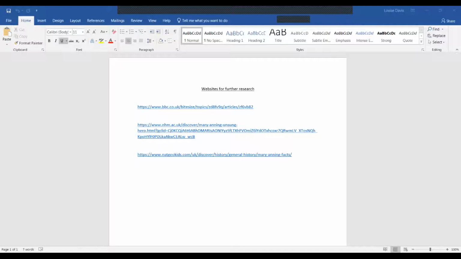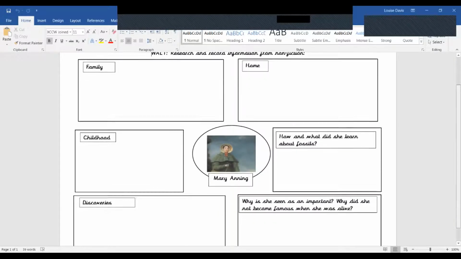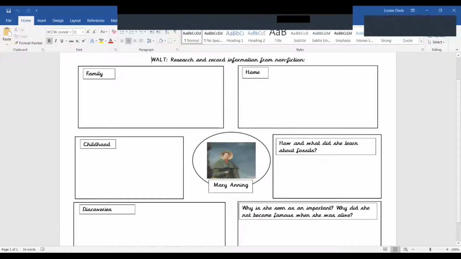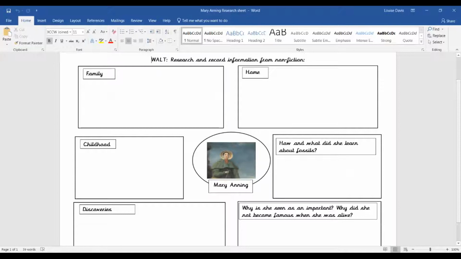And with all this information, because you've probably got a lot of information going on in your head now, we've got to try and, as I said before, make sense of it and record it all down. So you are going to use this recording sheet here to help you set out and organise what you found. We can see we've got Mary Anning in the centre there, and then around the outside we've got different boxes which help us to organise the main elements that we need to be finding out about Mary Anning.